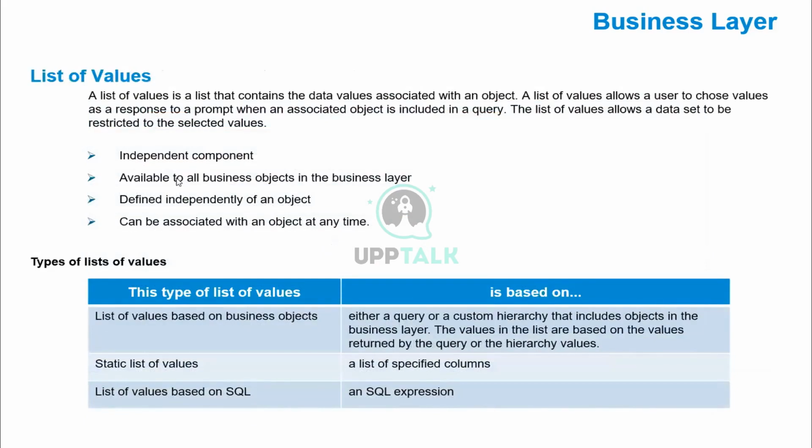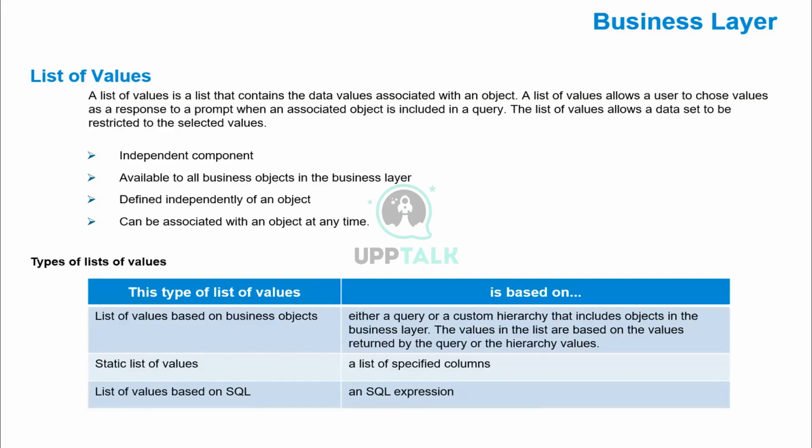It is also about the list of values. A list of values is a list that contains the data values associated with an object. A list of values allows a user to choose values as a response to a prompt when an associated object is included in a query. As we mentioned already, if this is associated with some list of values, and we are using that in the prompt filters, whenever the user refreshes the report, it will ask which year you want to see the report for.